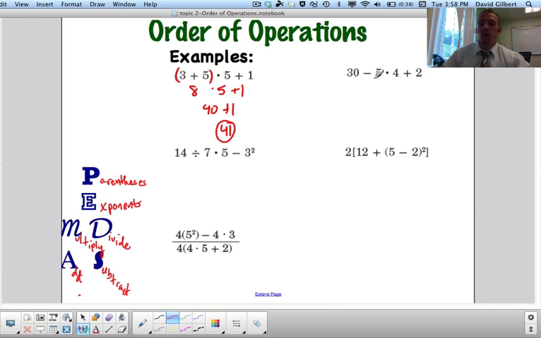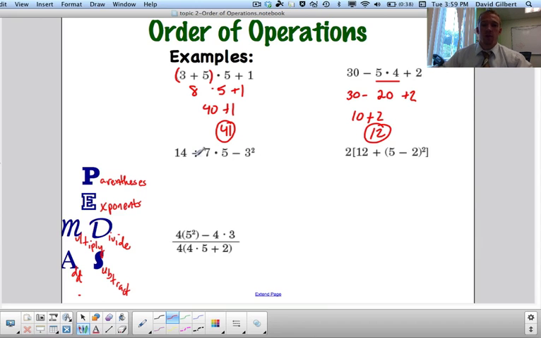Here we have to multiply, right? We got to multiply or divide before we add or subtract. So here we have to multiply before we subtract these. So I still have the 30 minus, the 5 times 4 is 20, and then plus 2. Now, we have subtraction and addition, so we just work left to right, because addition and subtraction are equivalent operations. So 30 minus 20 is 10, plus 2. 10 plus 2 is 12.